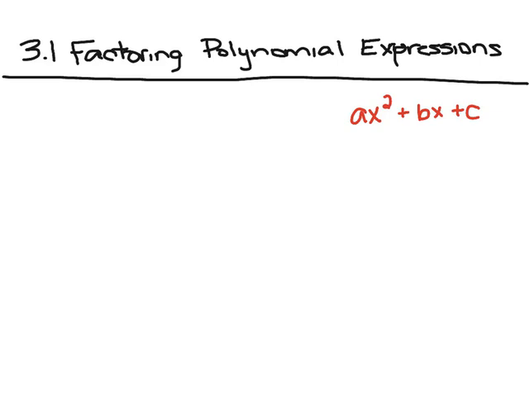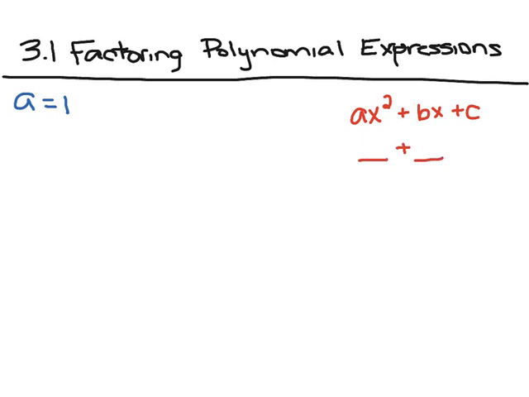Factoring polynomial expressions. If you have a trinomial of the form ax squared plus bx plus c, and a, b, and c are just some integer, we're going to first check for when a equals 1. So we know that our a is 1. When we do this, we're going to check for a common factor, and then we're going to use the following questions to solve our factors.